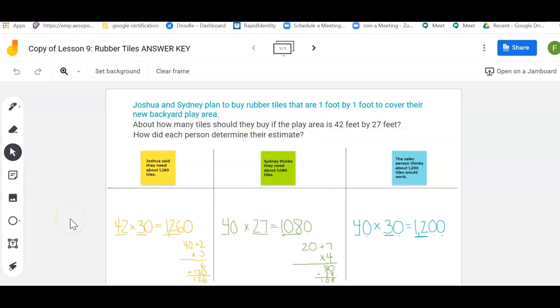So you've had an opportunity to work the problem, and here is my answer key. We're going to take a quick look at it, but we're going to be discussing it further in just a little bit. Okay, so Joshua said that they need 1,260. You take a look at his estimate here. Sydney thinks they need about 1,080. Take a look at Sydney's estimate, and the salesperson's estimate here. So you've got three different ones. We're going to move on to our next slide. Like I said, we're going to discuss this a little bit further shortly.